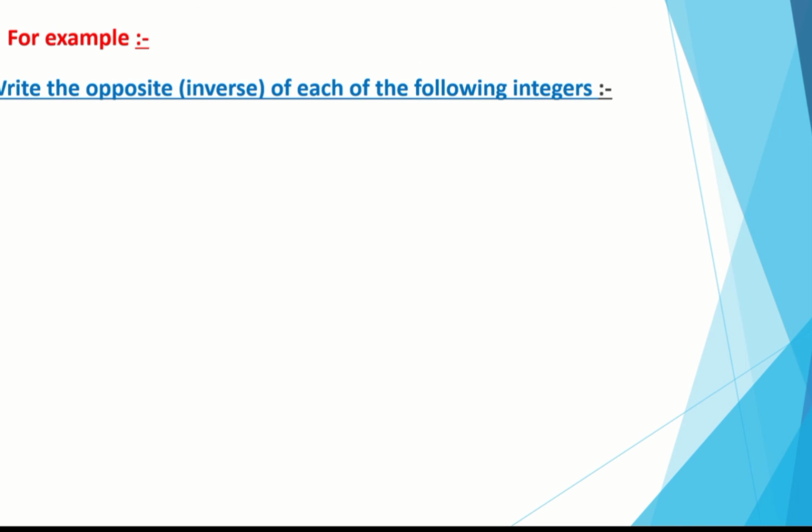Example. Write the opposite, inverse, for each of the following. Negative 2, the opposite is 2. 0 is 0. 8 is negative 8. Negative 33, the opposite is 33. The absolute value of 0 is 0.